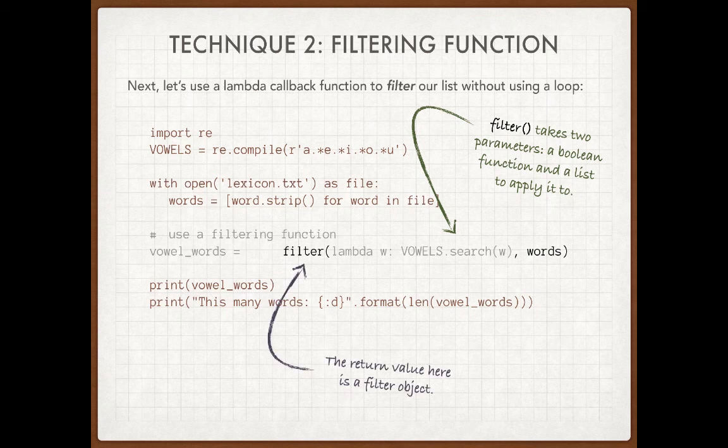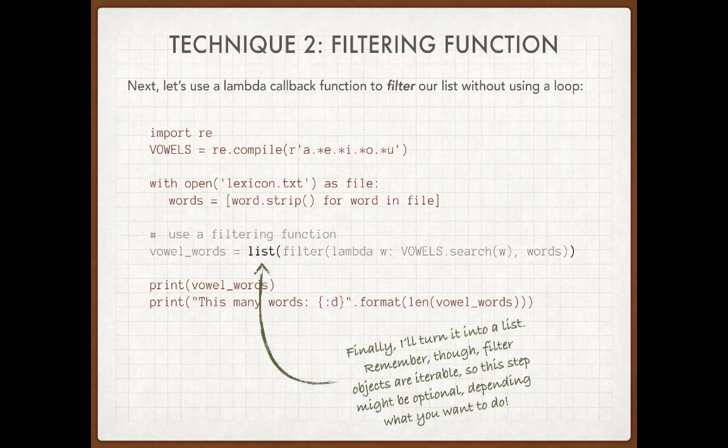Filter then, again, returns a filter object. And so I may want to cast that into something else. So here, if I want to change that filter object into a list, then what I will do is cast it to a list at the last possible step. Now, is that necessary? Maybe not. A filter object is iterable, so I could put that into a loop.